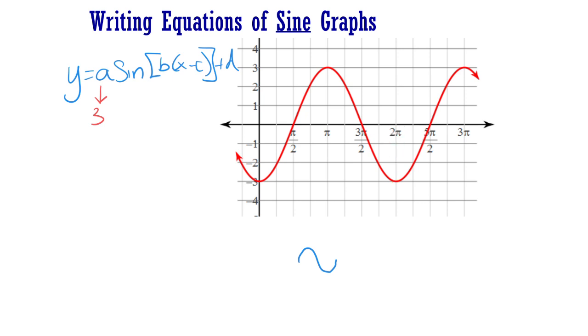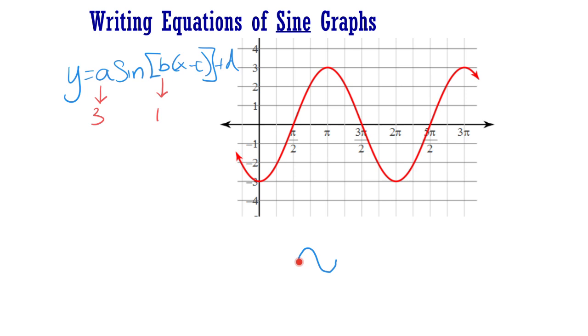And 2 pi is supposed to be the period. So that means that B value isn't going to be a value that I need to change. I'm just going to leave it a 1. Okay, let's talk about the C value, any phase shift.